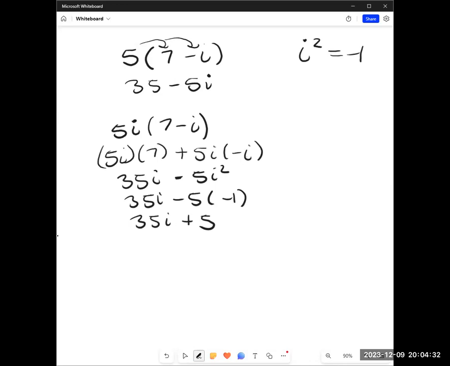And we're going to write that in standard form. Remember that we write the real part first and then the imaginary part. So this is going to be written as 5 plus 35i.